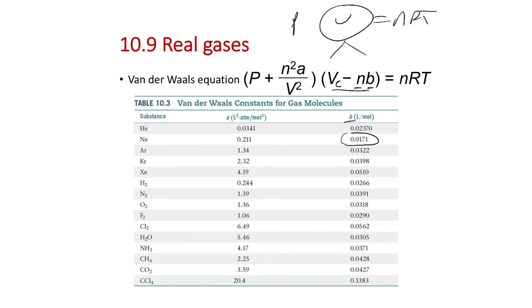So you have 0.0171. If you have 2 moles of helium in a container, then the helium particles are going to occupy 2 moles times 0.0171 liters per mole. Let's write this out more clearly. So we'll have 2 moles of helium times 0.0171 liters per mole. And so the volume of the helium particles is 0.0342 liters.